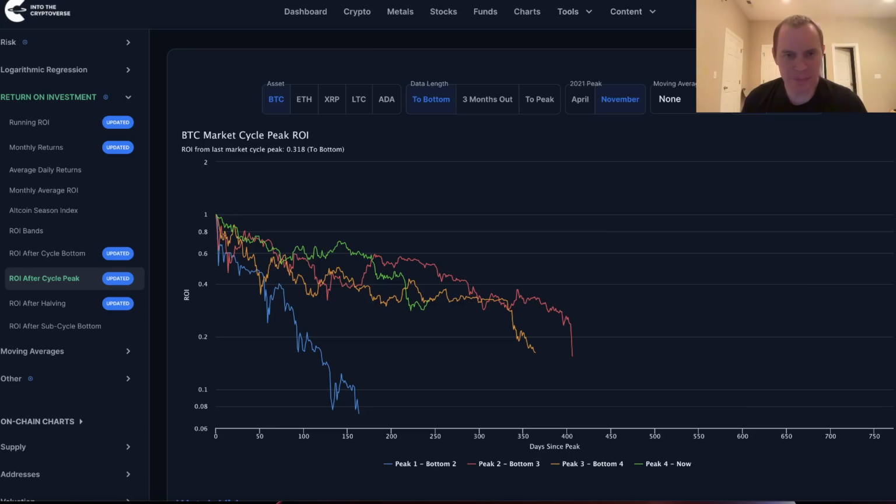Today, we're going to talk about Bitcoin and compare prior bear markets, but this time, rather than using 69K as the peak in November, we're just going to go through an exercise of what it looks like if we use 64K as the peak measured back in April of 2021.